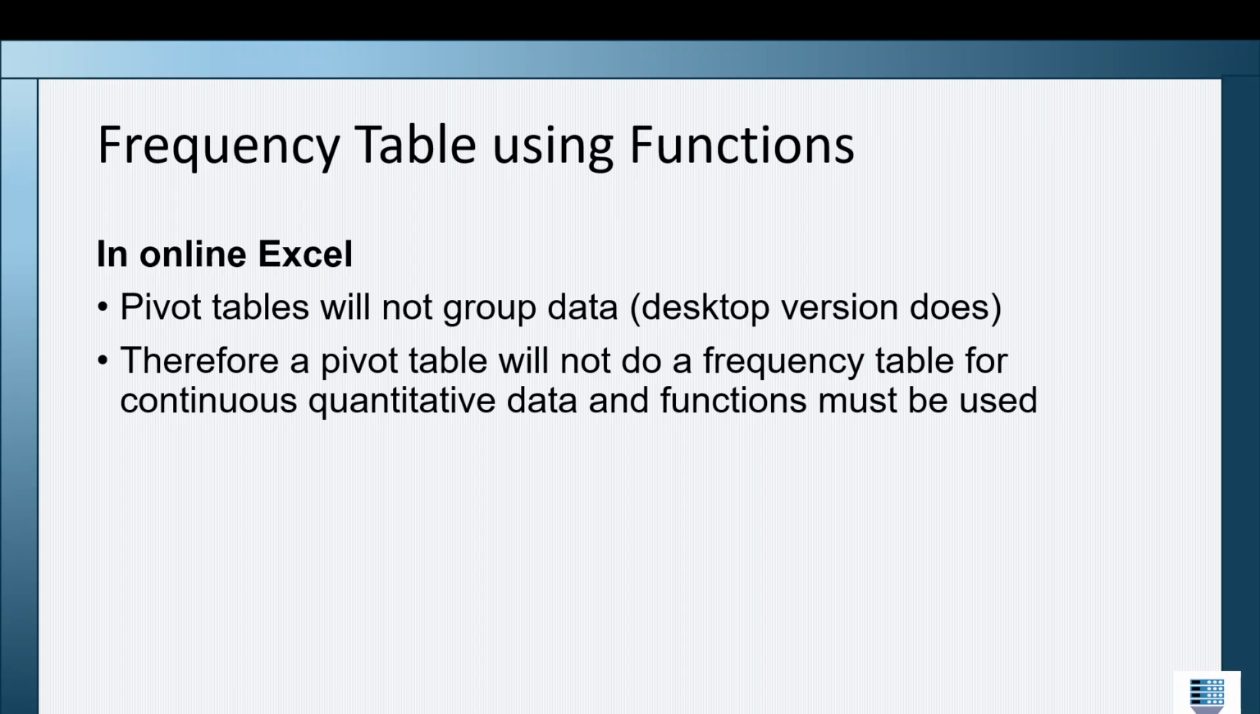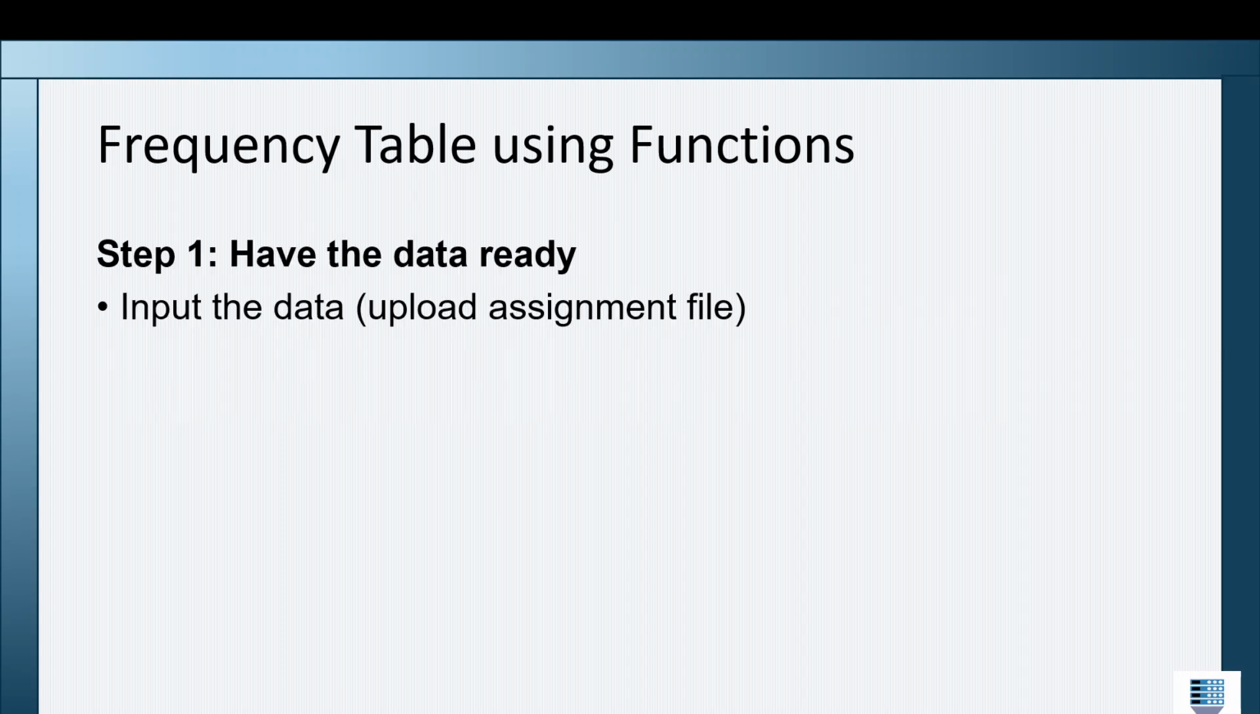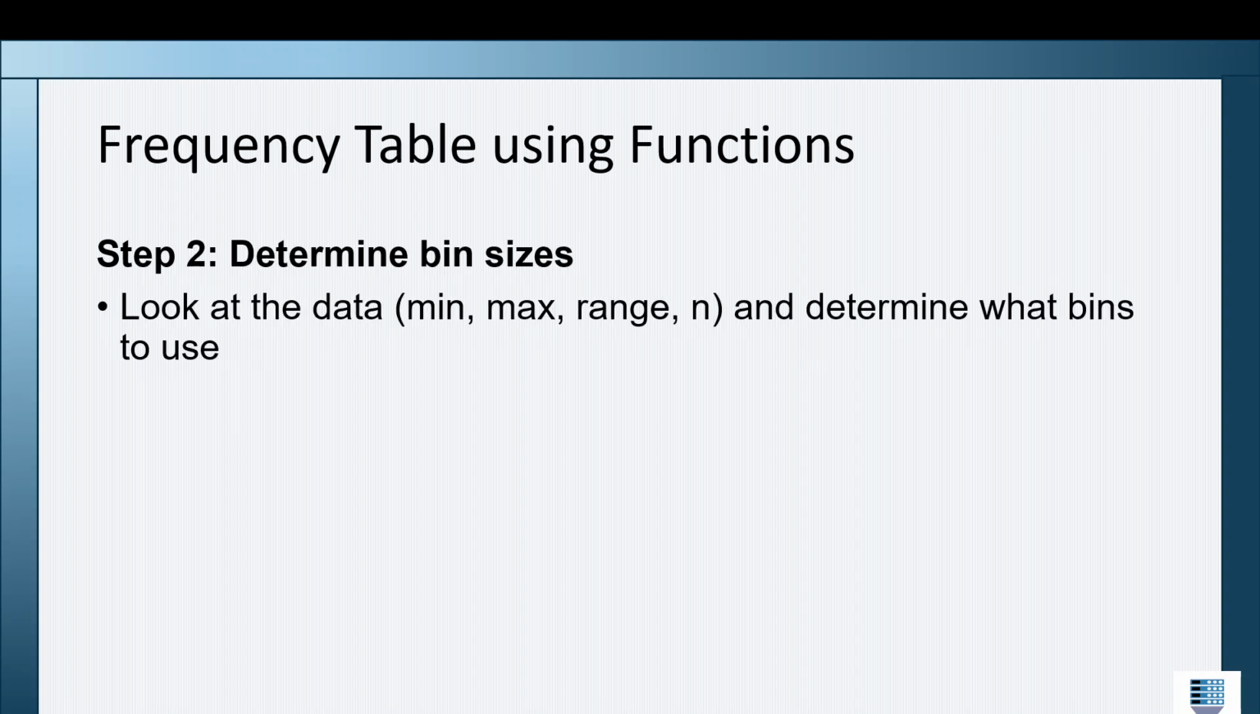Next, we need to talk about what you can do when you have continuous data. In the desktop version of Excel, when you're in a pivot table, you can actually just click on it and get a grouping. The online version doesn't do that. So you have to use a different technique. We're going to use functions, specifically the frequency function. First, have the data up and ready in Excel. Next, we have to sort of fiddle with the data and determine bin sizes. So let's talk about what this means.